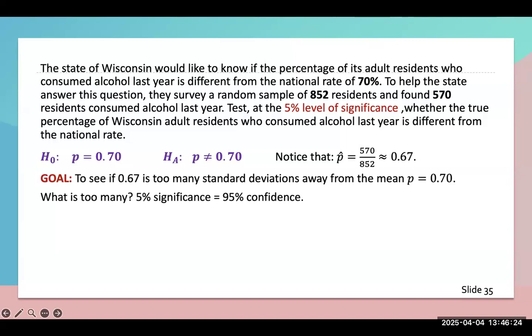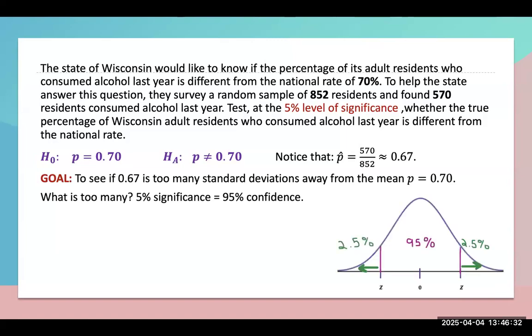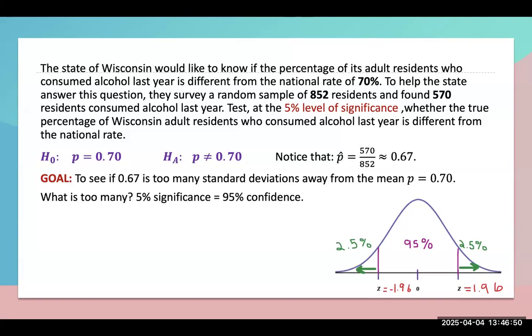What is too many? Well, we're told in this problem we want to test at the 5% level of significance. 5% significance means 95% confidence. So what we're going to do is take p and build a 95% confidence interval around it. When we build a confidence interval, we're going to get a lower bound and an upper bound. We want to see if that p hat lives inside those bounds. Now for 95% confidence, the z-scores that correspond to those bounds are negative 1.96 and 1.96. So we don't want to be more than 1.96 standard deviations away from the mean.